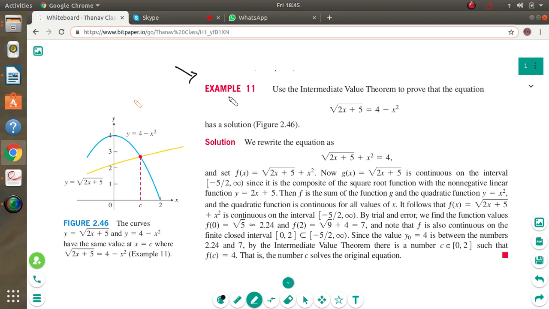Okay, now here is example 11. Just go through that and try to analyze what the solution is here.